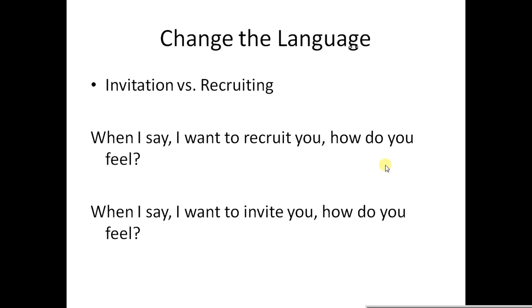And when I say I want to invite you, how do you feel about that? And obviously the difference between the two is just in that language. When I'm inviting someone to an organization or to an event, it makes them feel special. It adds this exclusiveness about the event, but also about me, because I'm not trying to recruit you to come. Recruiting seems like, to me, it deals with numbers.